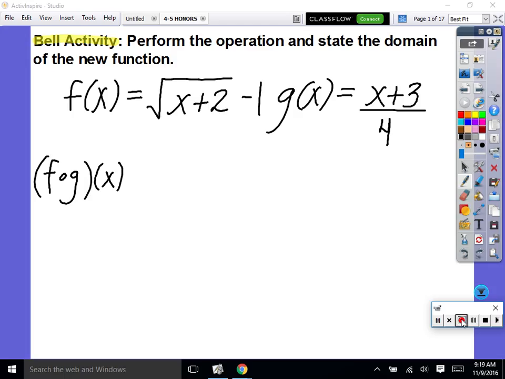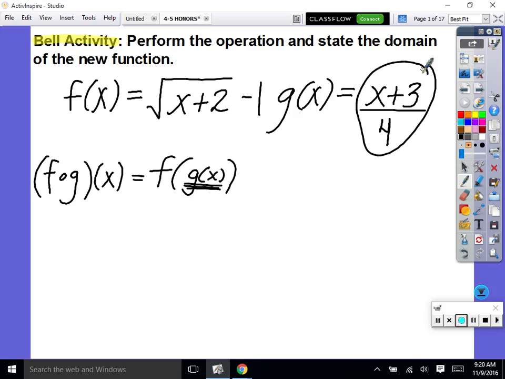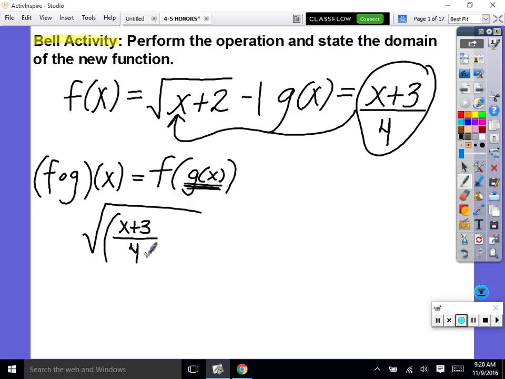So we know that that's f composed of g of x. We would rewrite it as f of g of x, right? The function f composed of g of x. So we locate g of x, ding, ding, ding. We plug it in for function f wherever there's an x. So we have the square root of, anytime I make a substitution, I like to use parentheses, x plus 3 over 4, and then we have our plus 2 and our minus 1.